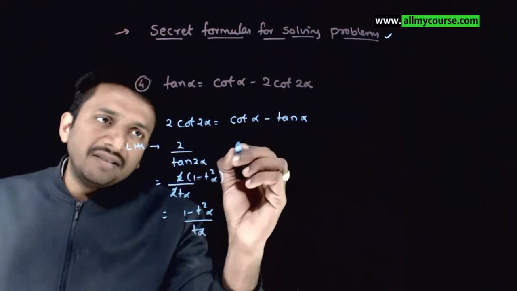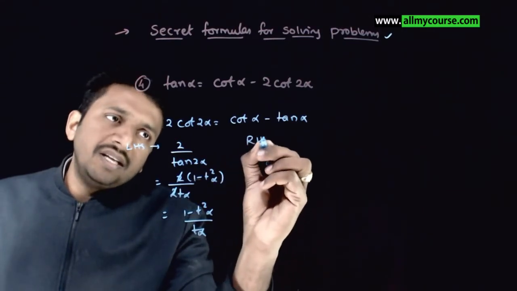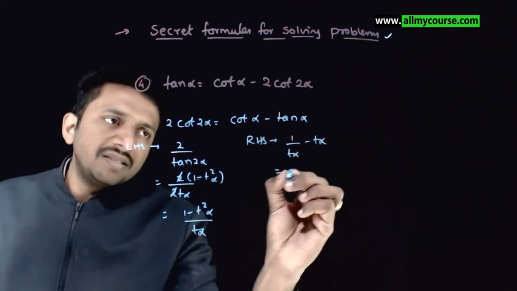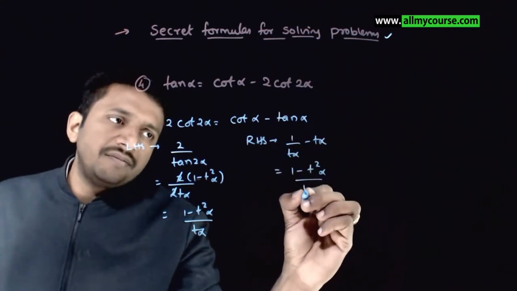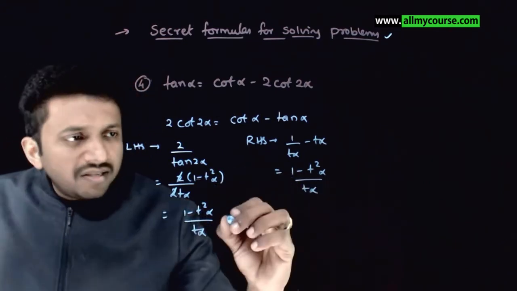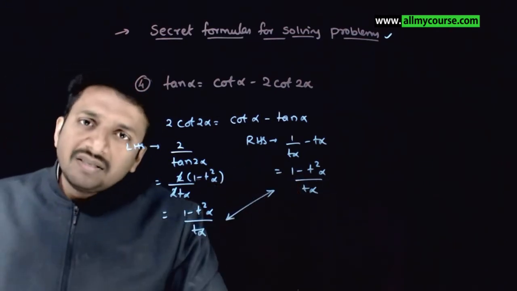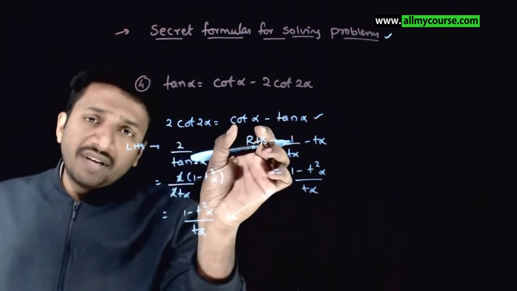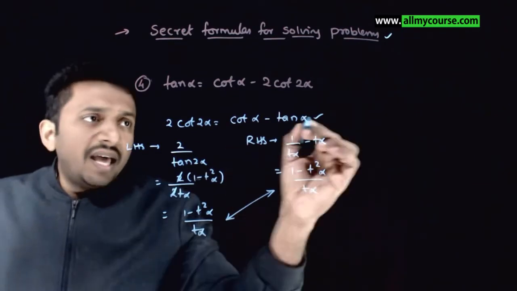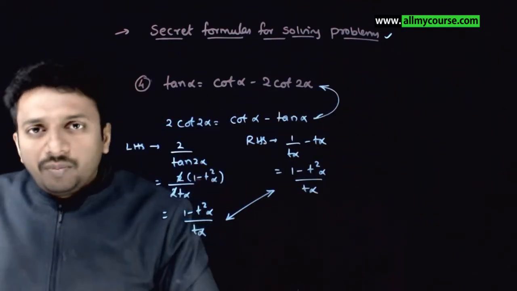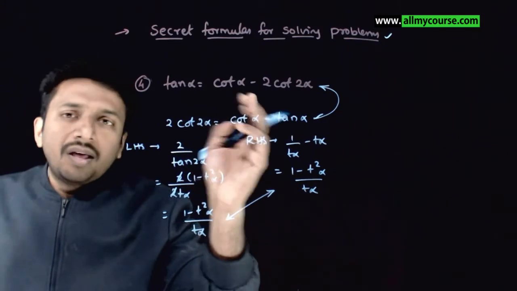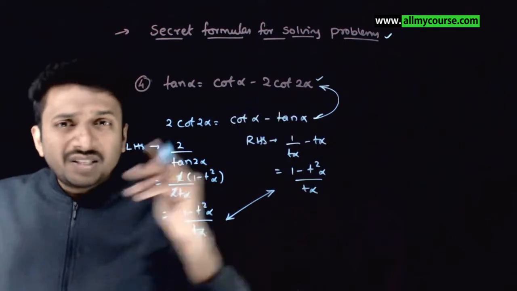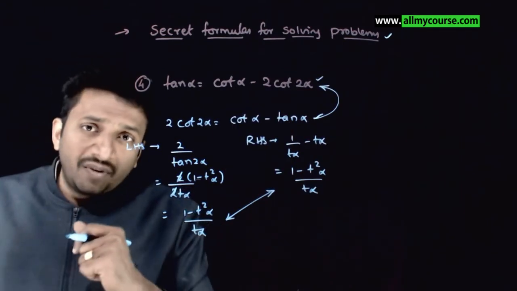Now let us look at the RHS. Cot alpha is 1 by tan alpha, minus tan alpha. If you take LCM, that is 1 minus tan square alpha by tan alpha. Can you see that LHS and RHS simplify to the same expression? Yes. Hence these two are equal: 2 cot 2 alpha equals cot alpha minus tan alpha. Hence tan alpha equals cot alpha minus 2 cot 2 alpha. This formula will be useful in very specific questions, which we will see afterwards in the question section.